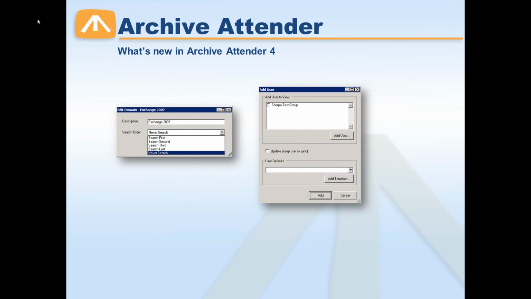Archive Attender 4 also features tighter integration with the Active Directory. Domain servers may be defined in the product, and mailboxes assigned to that domain may be marked for automatic update in order to keep Archive Attender in sync with any changes made to the Active Directory. Particularly if you have a large number of users, you'll appreciate not having to maintain those relationships manually.